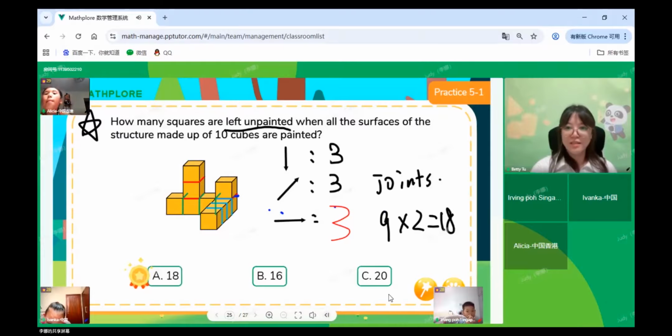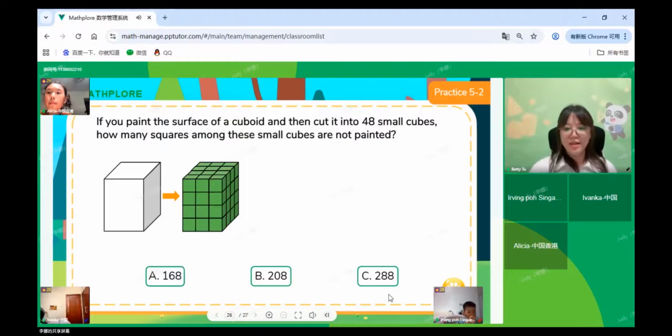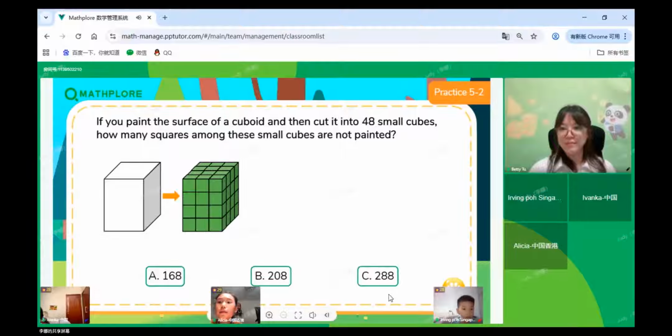All right, so everybody, let's check the last question. Irving, can you read the question? If you paint the base of the cuboid and then cut it into 48 small cubes, how many squares among these small cubes are not painted? Are not painted. All right.